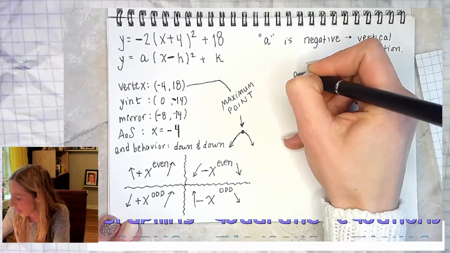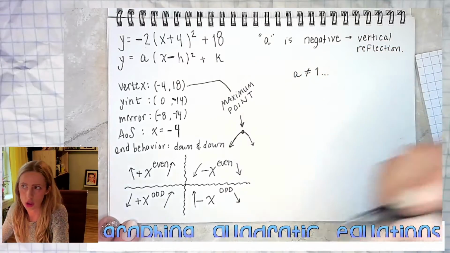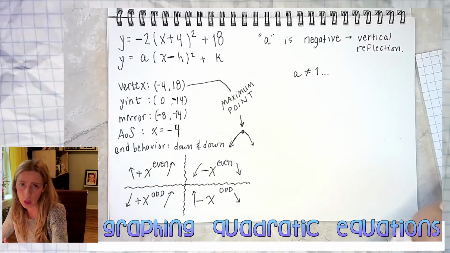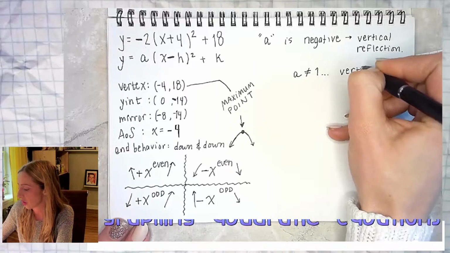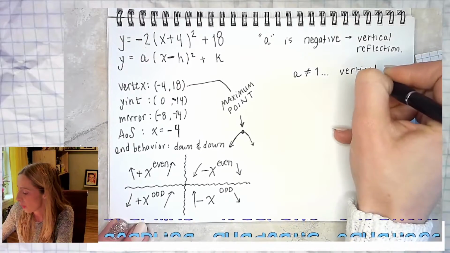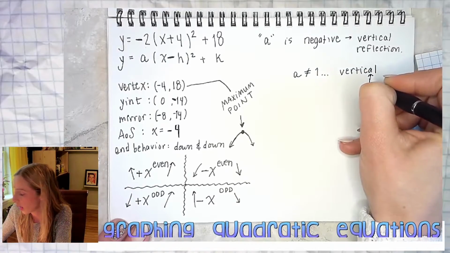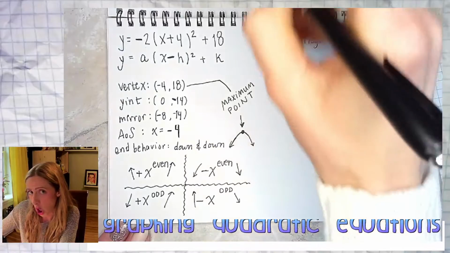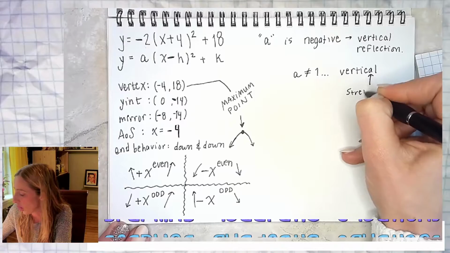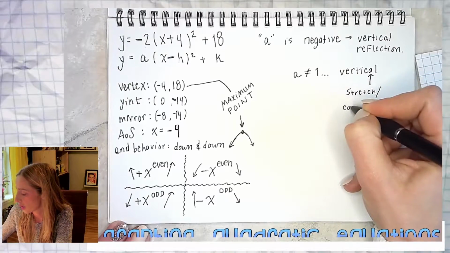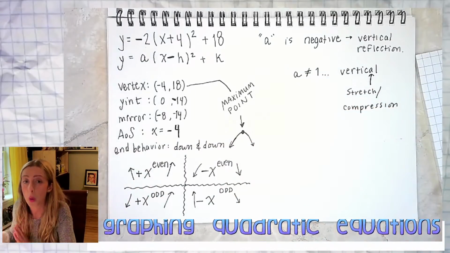And then when A is not 1, right? So it's a 2 or a 1/2 or a -3, right? If A is not 1, it's still vertical. So A affects things vertical. Also A, help it remember how to spell vertical. It's not C-L-E, like California. It's a little tall and skinny like this. Vertical, and it would be a stretch or compression. So if it's bigger than 1, we say it's a stretch. And if it's between 0 and 1, we say it's a compression.